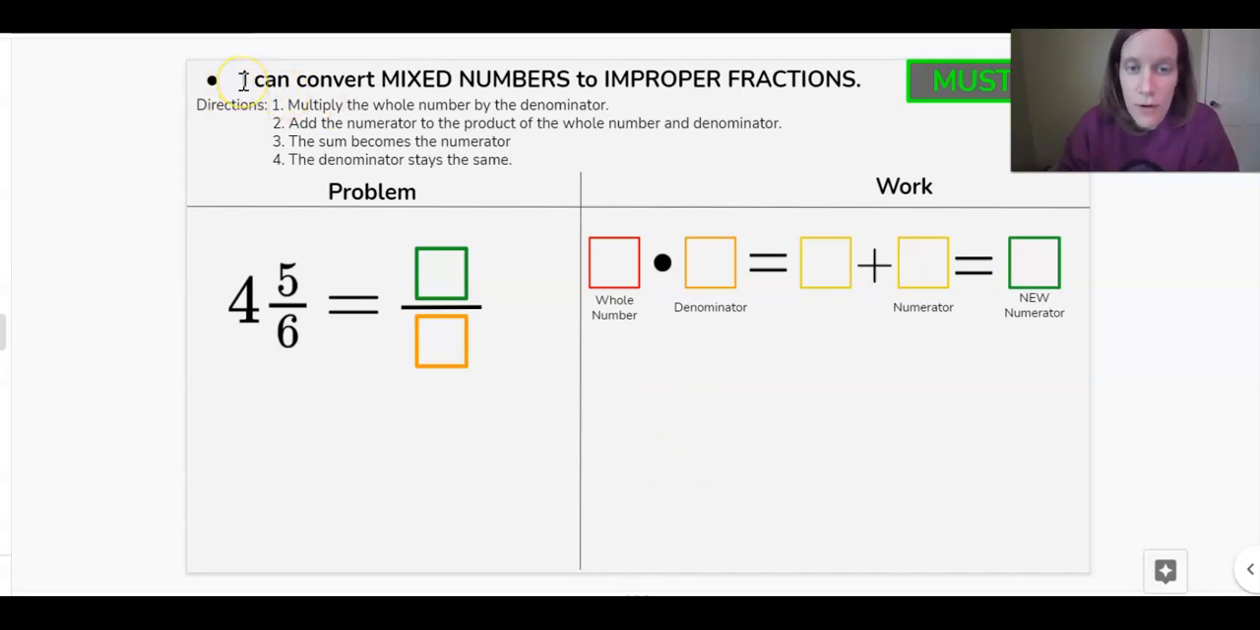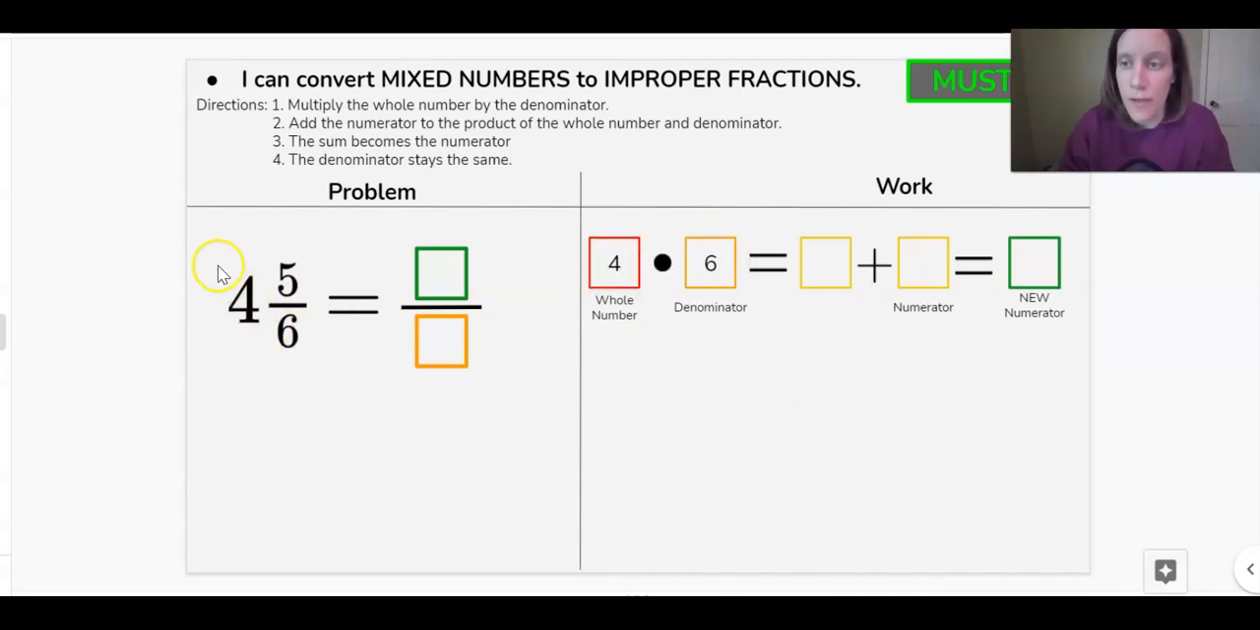So we are going to start right here where it says I can convert mixed numbers into improper fractions. So we are starting with a mixed number right here, and we're going to turn it into an improper fraction where our numerator is larger than our denominator. So right here, the first thing we're going to do is multiply the whole number by the denominator. Here's our whole number, 4. Our denominator is 6, so we're going to put that right here.